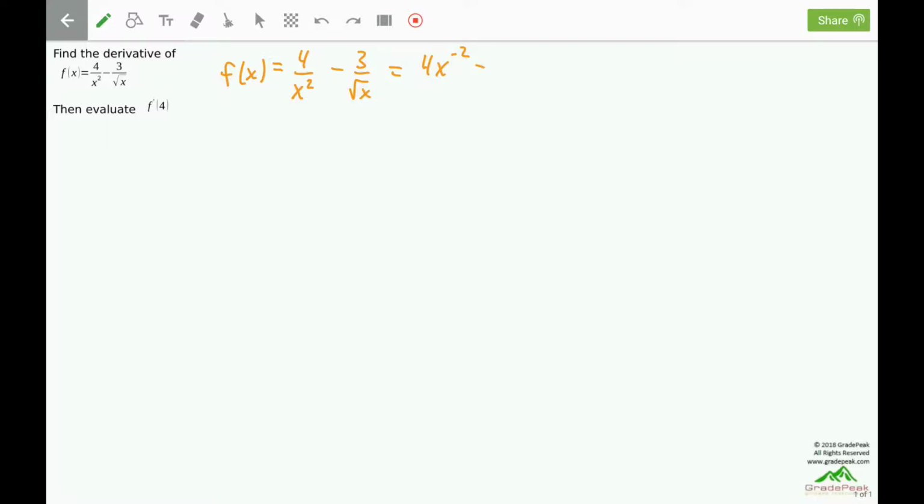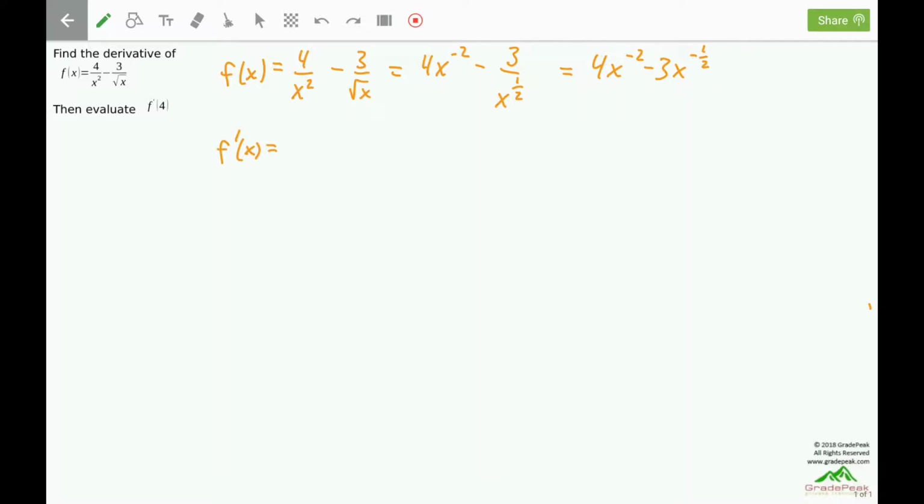The next term I can't move just yet since it's not x raised to a power, but we can make it x raised to a power. The square root of x is x to the first power over the second root, x to the 1 over 2. I can also move that to the numerator by calling that one a negative exponent, multiplying with the negative 3. By rewriting this, I now can use the power rule to find the derivative for each of those.